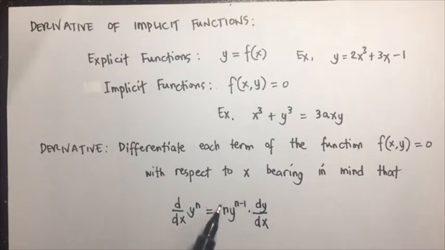So we need to multiply dy over dx whenever we encounter the derivative of y. Later on, when we finish differentiating each term of the function, we will collect all the dy over dx, because the dy over dx, that is the derivative. So we will collect all dy over dx and then express it in terms of x and y.